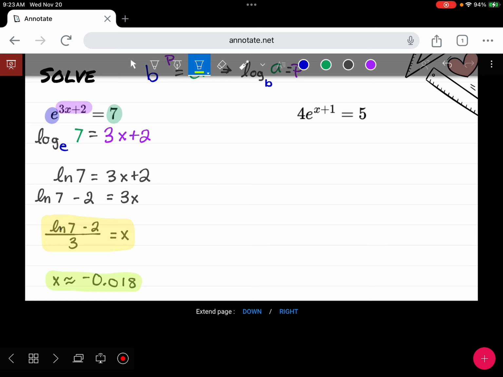Okay. Questions on this first one? I know it's been a hot minute since we solved like this. Okay. Then let's look at the right-hand one.